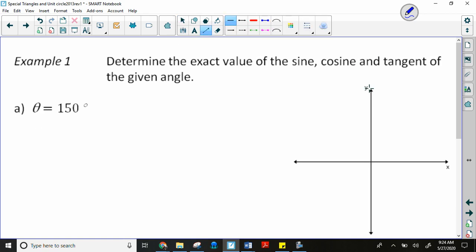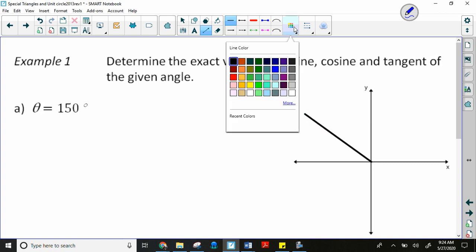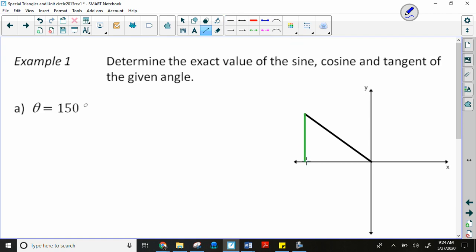So 150 would be between 90 and 180. I'll put my terminal arm right there. Drop my perpendicular to the x-axis, creating my 90-degree triangle. I'll throw 90 degrees in there for you. Okay, so if our angle theta, which is given here, is 150, that means from standard position, this angle is 150 degrees.